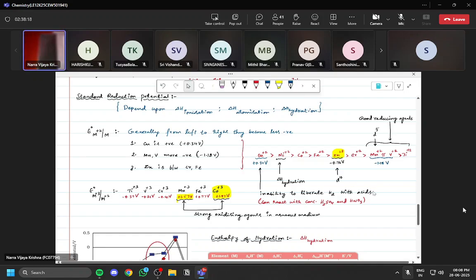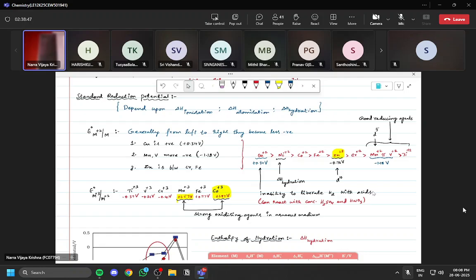Observe this. Fe plus 2, chromium plus 2, which is the better reducing agent? If the reduction potential is more negative, it undergoes oxidation, which means it is a good reducing agent. So between Fe plus 2 and chromium plus 2, which is the good reducing agent?